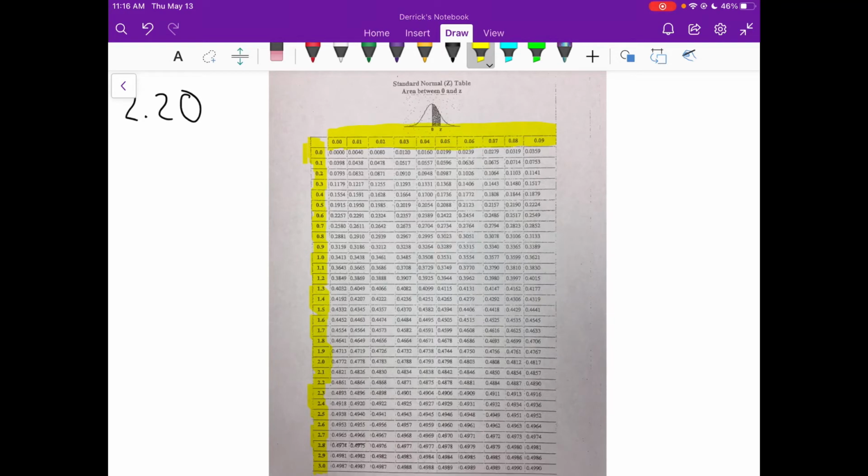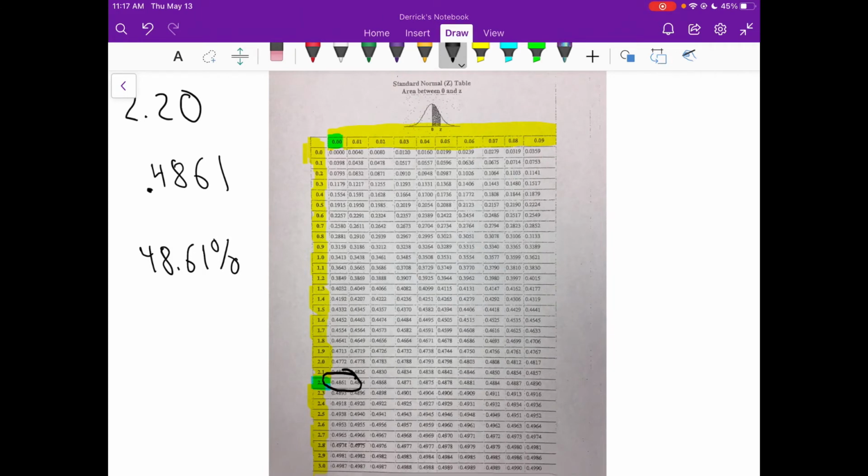So if we wanted to find 2.20, we would find 2.2 on the left column, right here, and then we would find 0 for the hundredths place, which is just that first column right there. So 2.20 would give us a decimal version right now of 0.4861. Now these are all in decimal form, so remember to change from a decimal to a percentage, you multiply by 100, and that would give us 48.61%.